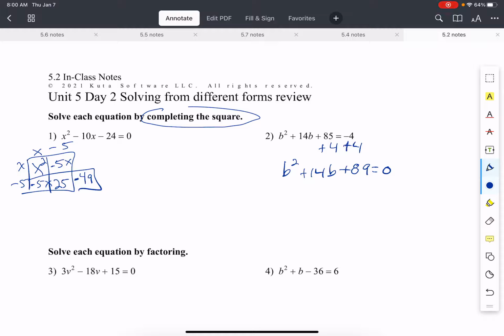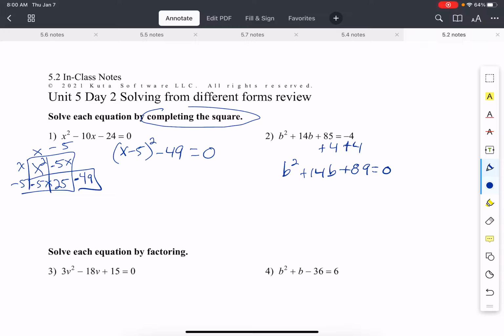Now, if I ever want to double check to see if I did it right, you can just always do 25 plus the minus 49. And if I get negative 24, then I did it right, okay? So then I set up my vertex form. Everything I'm doing right now is what was review from last class and the last 3 months, right? Okay. Now we're going to review the solving part.